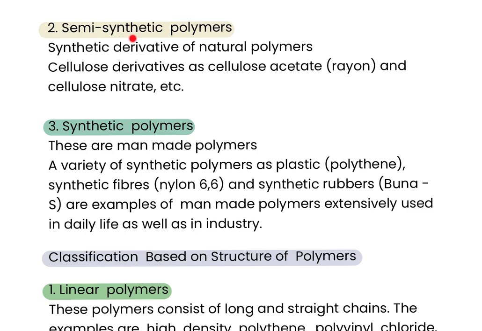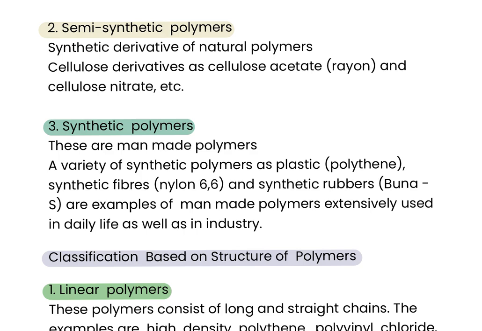The second one is semi-synthetic polymers. These are synthetic derivatives of natural polymers. Example, cellulose derivatives such as cellulose acetate, which is called rayon. Another one is cellulose nitrate. These are some examples of semi-synthetic polymers.